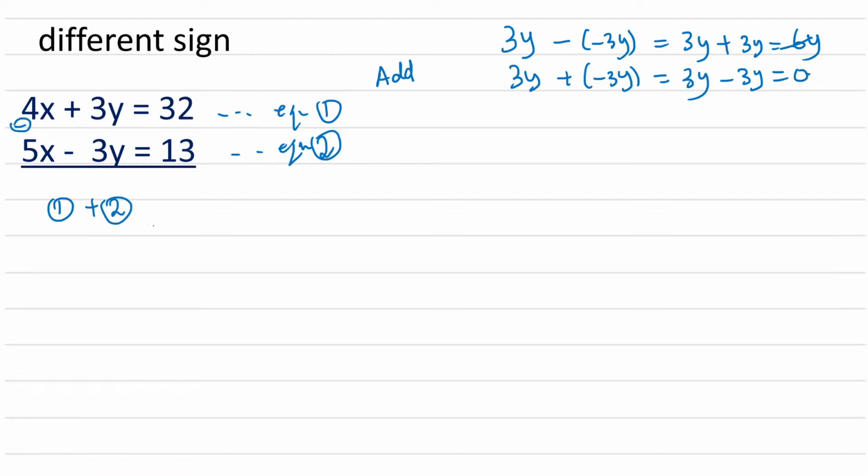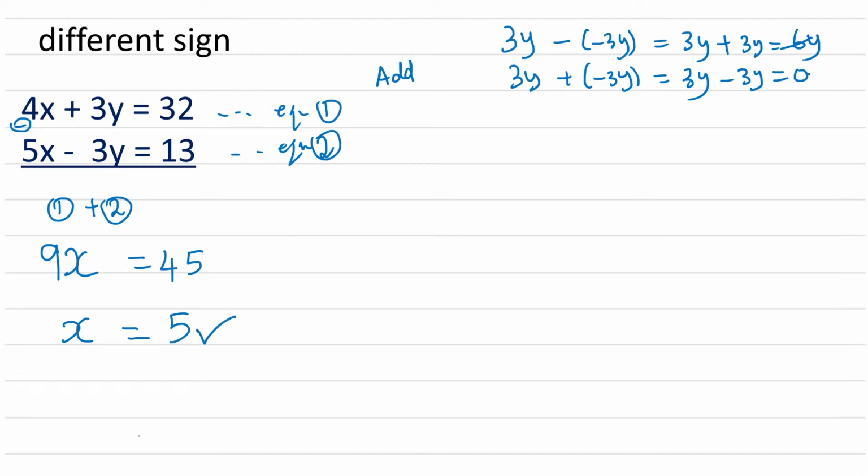So we're going to add the two equations. So 4x plus 5x is 9x. These two will give you 0, and then 32 plus 13, 2 plus 3 is 5, 3 plus 1 is 4. So we need to divide both sides by 9. Therefore, x is equal to 45 divided by 9, which is 5.